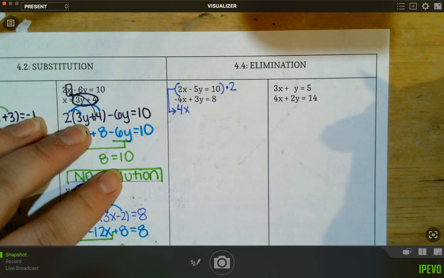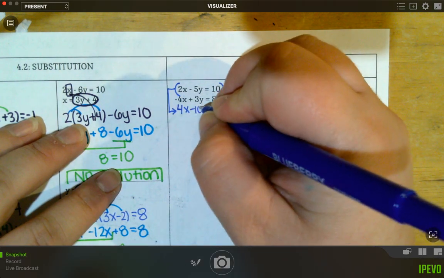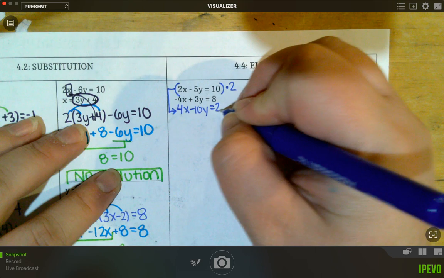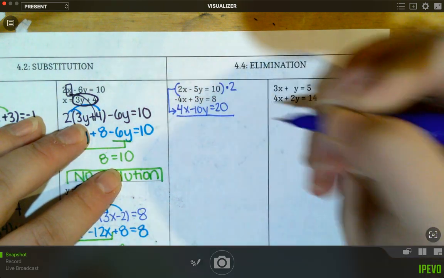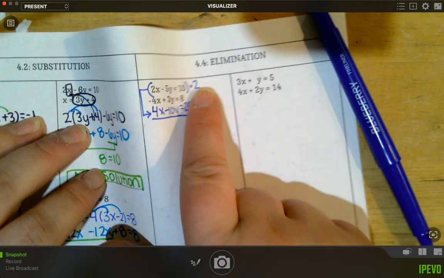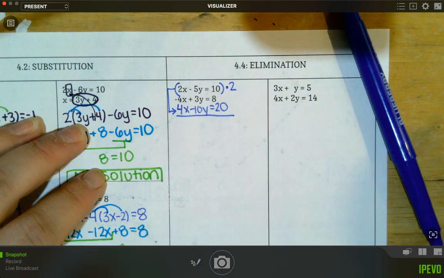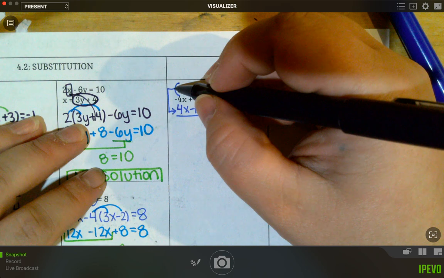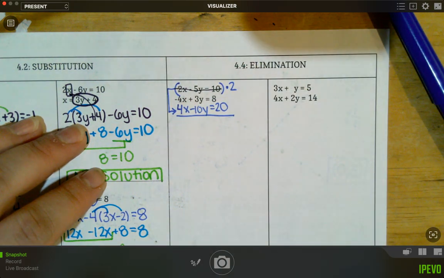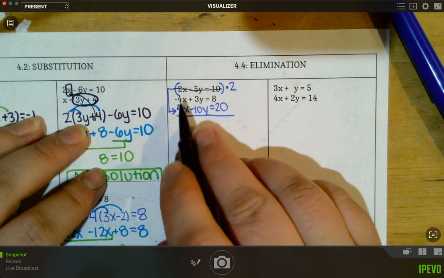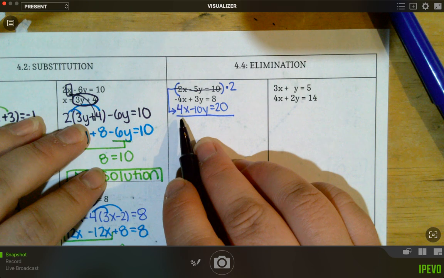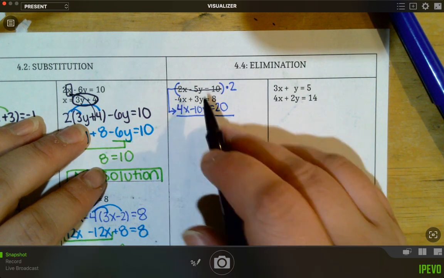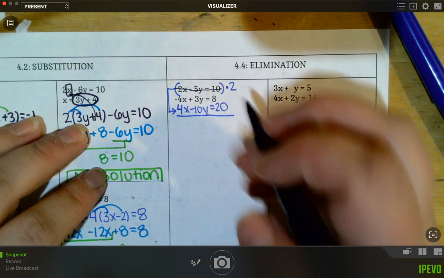So -5y times 2 is -10y, and 10 times 2 is 20. Make sure you multiply all of these numbers by 2 in the top equation. Then I'm going to lightly cross it out. We're not making it so we can never read it again. And then you add them together. -4 plus 4 is 0. That is the whole point of elimination. 3 minus 10 is -7.